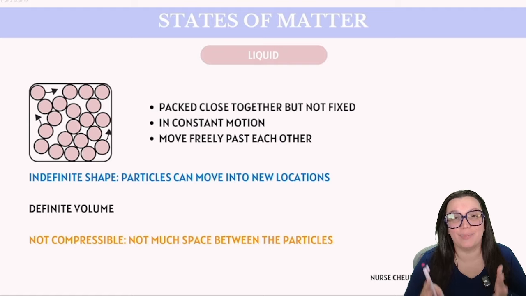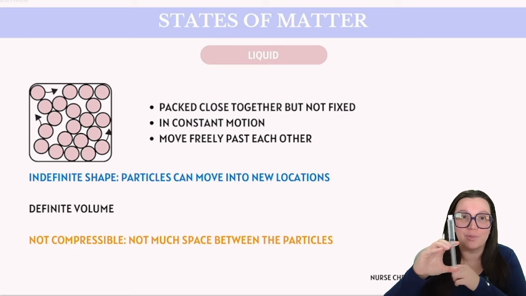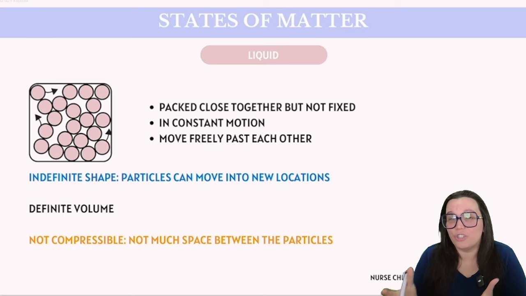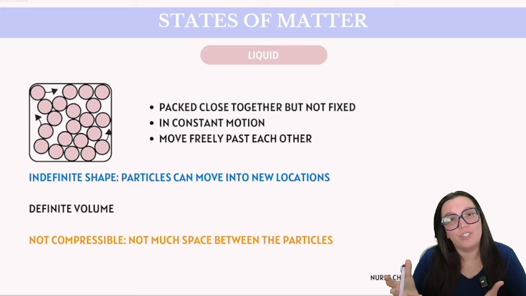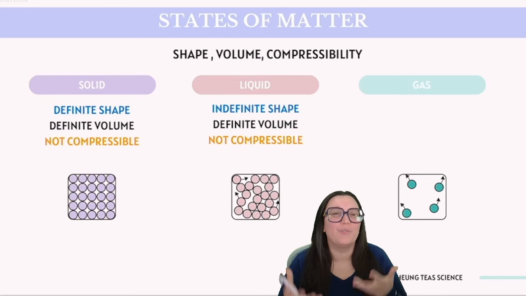However, despite this movement, liquids are still incompressible like solids. While the particles in liquid have slightly more freedom compared to those in solids, there still isn't a significant amount of space between them to allow for compression like we saw with the syringe. They can't be squished any closer together, which maintains their incompressibility. Now we have everything we need to know for liquids.